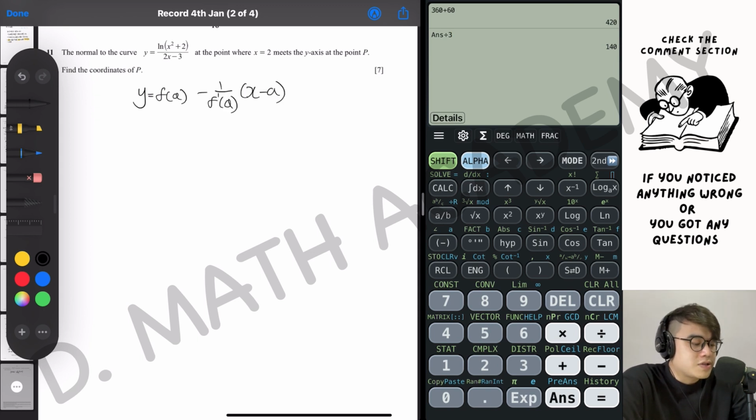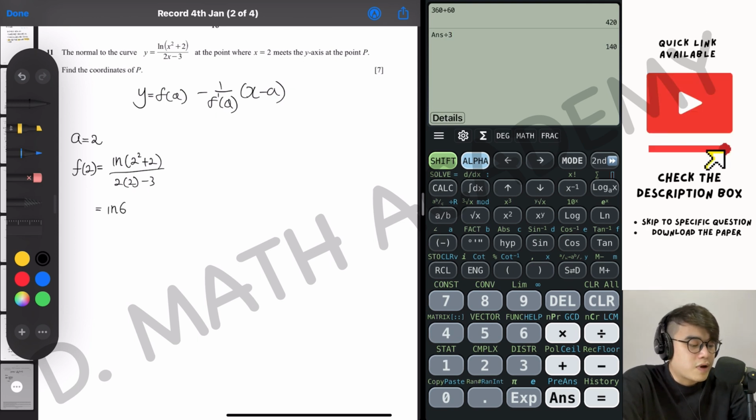So the a here is actually the x coordinate given by the question. The so-called f(a) is basically asking you to sub in the original equation, but with 2 replacing all the x there. So you get it as ln 6, I suppose. However, for f prime, you have to find your dy/dx. But it is a bit troublesome because you have to do your quotient rule here, where you have u as ln(x squared plus 2), and then your v is 2x minus 3.